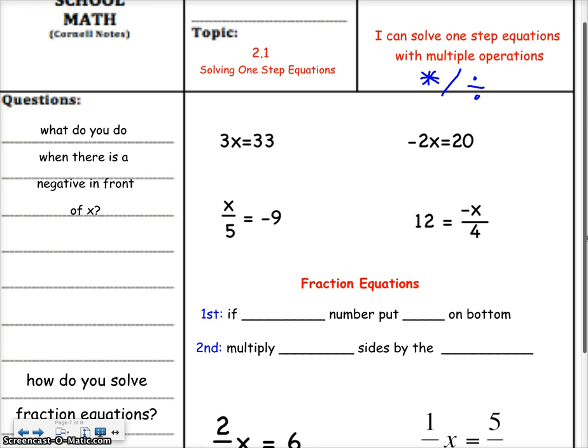So this is 3 times x is 33. What's the inverse of times? Divide. So I'm going to divide both sides by 3. The 3 cancels and you get x equals 11.